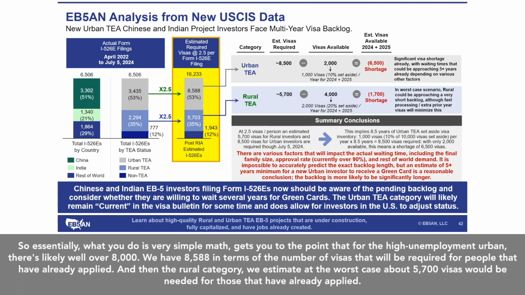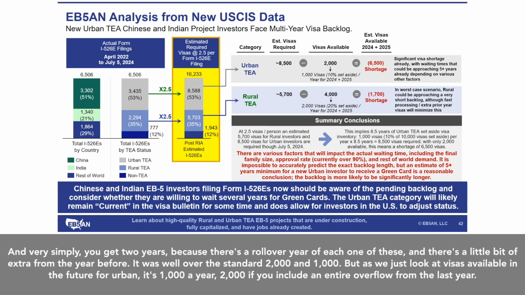So essentially what you do is very simple math, and it gets you to the point that for high unemployment urban, there's likely well over 8,000. We have 8,588 in terms of the number of visas that will be required for people that have already applied. And for the rural category, we estimate at the worst case about 5,700 visas would be needed for those that have already applied. And very simply, you get 2 years because there's a rollover year of each one of these, and there's a little bit of extra from the year before. It was well over the standard 2,000 and 1,000.